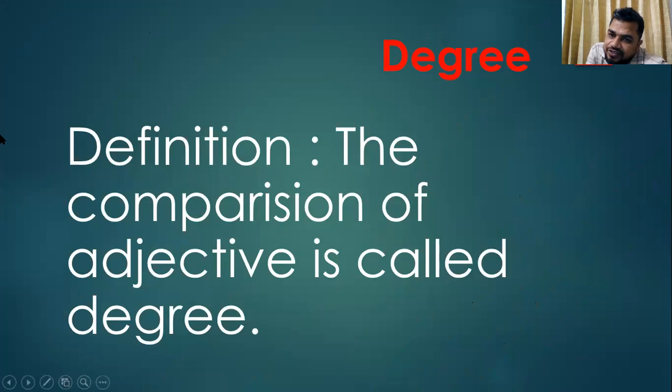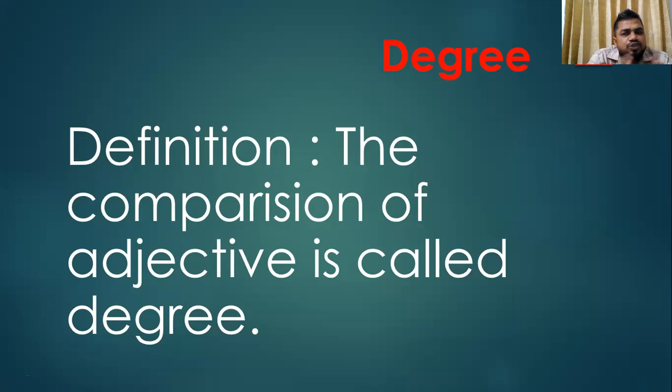Definition of degree. What is called degree? The comparison of adjective is called degree. Adjective er tuluna ke ingrejite degree bole. If you are asked what is called degree, you will say the comparison of adjective is called degree. Dear students, adjective er tuluna ke ingrejite degree bole.